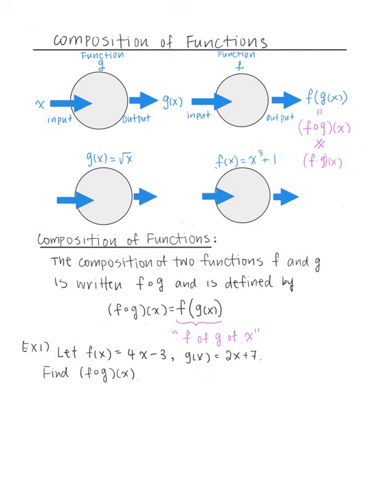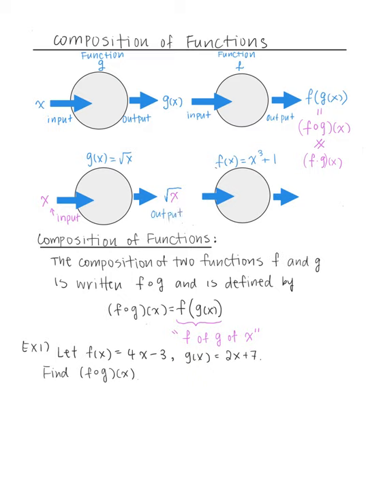Suppose our g of x is defined by square root of x, and f of x is x cubed plus 1. Here's our inputting value. Now we're going to plug that inputting value into a machine g. You can think of g of x as a machine. Now the output is going to be the square root of whatever you input. So g of x is going to be the square root of x. Now this is going to become the output.